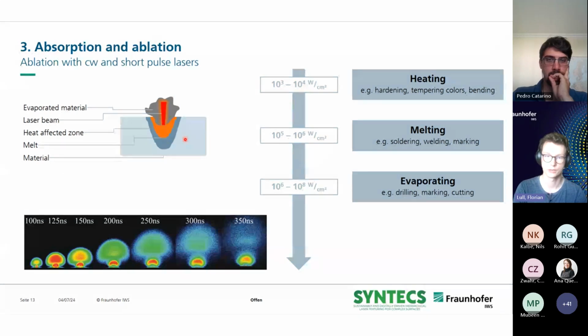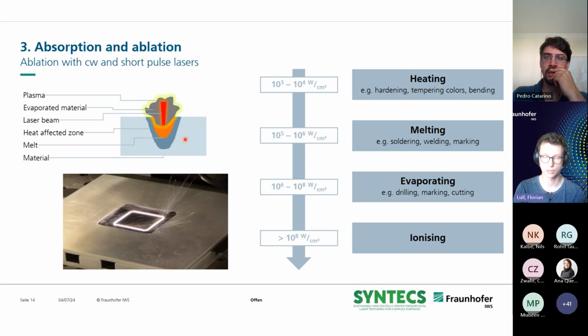And if we increase the intensity even further to 10 to the power of 8 watt per square centimeter, the molten material is evaporated and removed from our substrate by evaporation pressures. And this evaporating can be used for laser drilling, for marking, and for special types of laser cutting. If we increase the intensity even further, above 10 to the power of 8 watt per square centimeter, we are ionizing the evaporated material and generating a laser plasma, which again emits photons. That's why you can see the plasma glowing. And in many cases, plasma is not wanted because you're putting energy into the already extracted material.